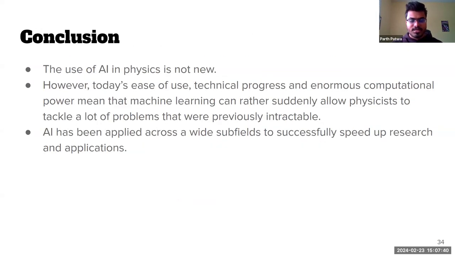And finally, this was just a brief overview of how AI is being used in physics, and it has been applied to a wide variety of areas successfully to speed up research and applications. One point to note is that these examples I gave are not exhaustive, and I didn't cover a lot of them in detail. But I encourage you to go and read about each of these algorithms or applications in detail.